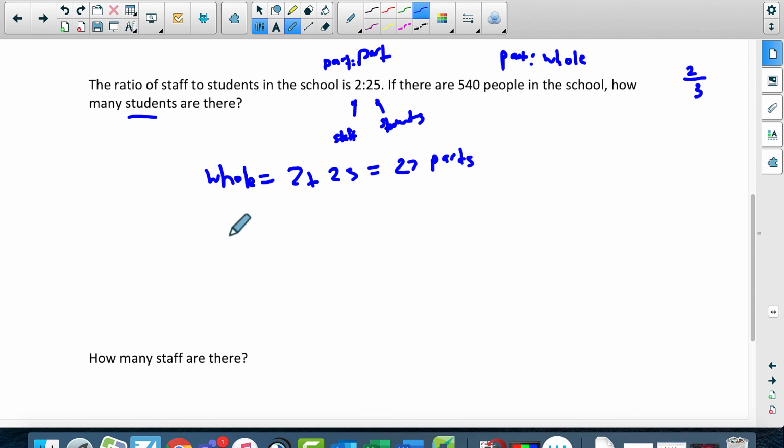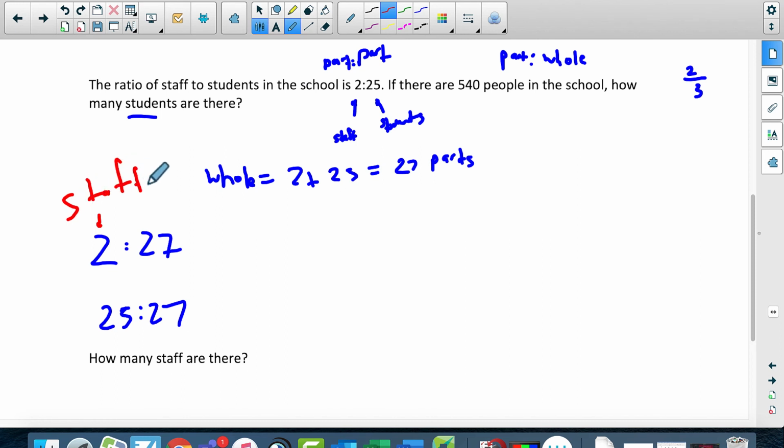So there's a couple of part-to-whole fractions you could write, or part-to-whole ratios. You could write 2 to 27, or you could write 25 to 27. So what do these refer to, each one of these? Well, the 2 to 27 refers to staff compared to the whole. I look like a grade 2 writing or something. And the 25 to 27 is students compared to the whole. Which one's going to be very useful for us if we talk about 540 people in the school, that's the whole, and we want to know how many students there are.